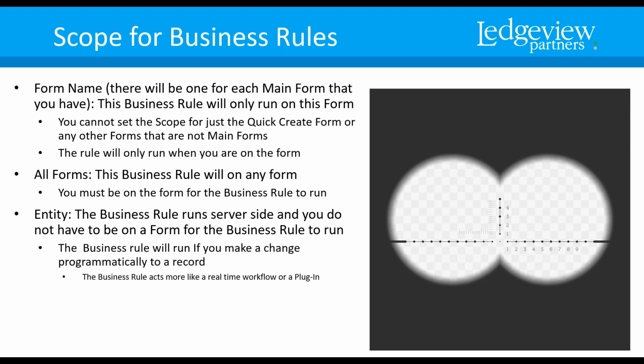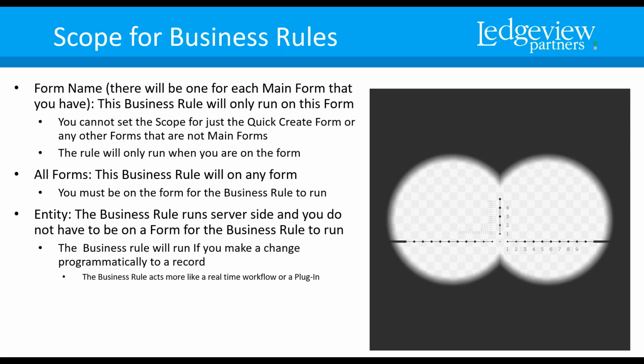For form name and all forms, you must be on the form for the business rules to run. They won't run otherwise. Okay, very, very important. All forms, the business rule will run on any form. Entity, the business rule runs server side, and you do not have to be on a form for the business rule to run. That's very, very important, because if there's ever an item that's going to adjust a field that's in your conditions, then your business rule will run.